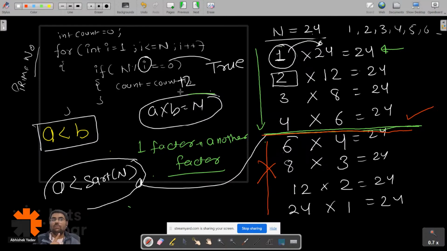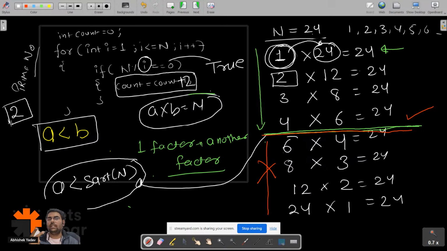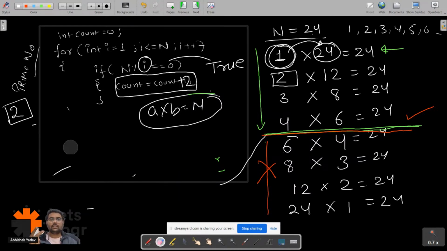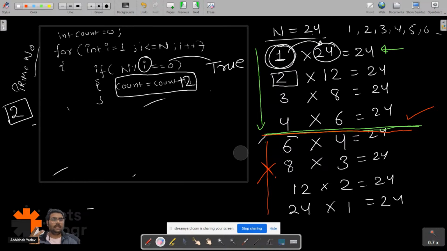And basically what did I have to do? I had to count, right? I had to count the number of factors. So here, if 1 is a factor of 24, then this 24 is also a factor. So here I am saying that at this moment I am getting two factors. The value of count is what? 2 here, right? Let me remove this part, then I can explain this thing.